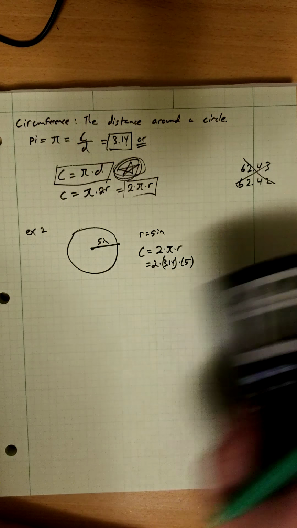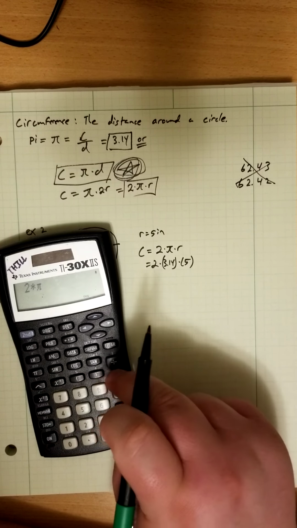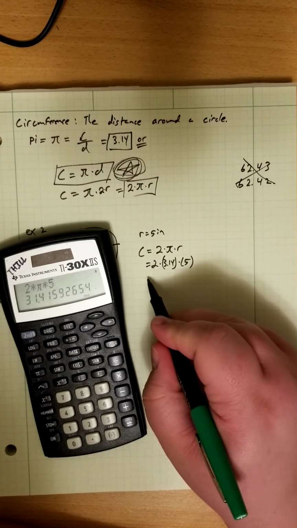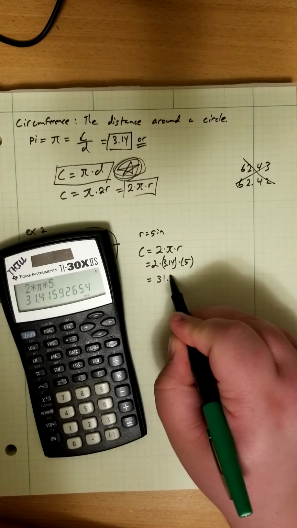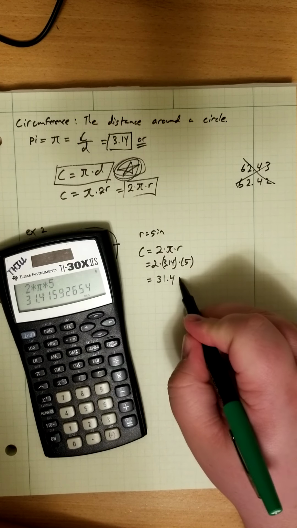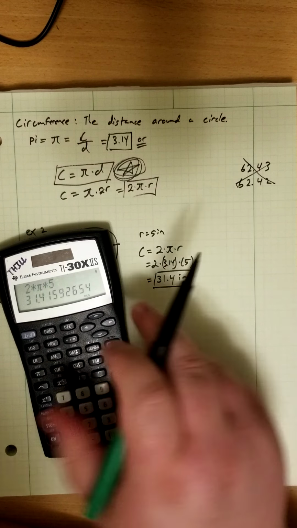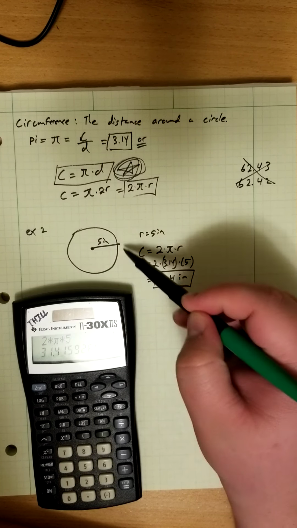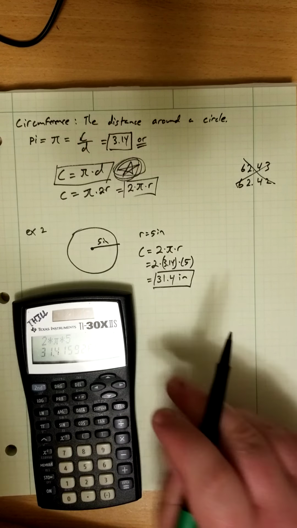And when we do this, we get 2 times pi times 5. We'll get the answer of 31.4 inches. That's the distance around this Frisbee disc. 31.4 inches. Okay.